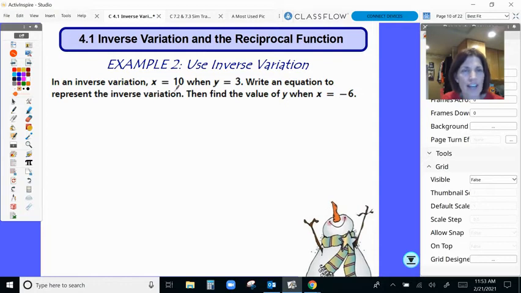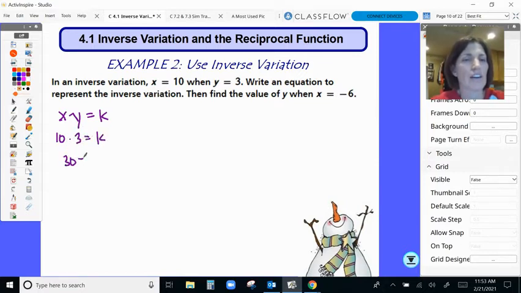In inverse variation, x is 10 and y is 3. Write an equation to represent the inverse variation. Then find the value of y. So this is multiple steps. First of all, let's just take these two variables here and find out what k is. We're just going to take x times y, which equals my k, right? That's what relates the two. So I know that 10 times 3 equals my k, which is 30. So that's my constant of variation right here.